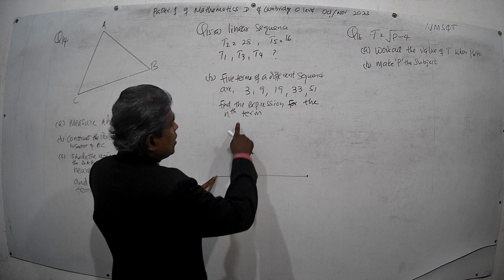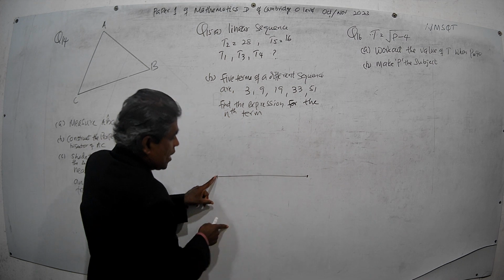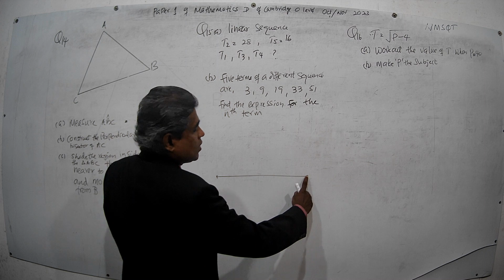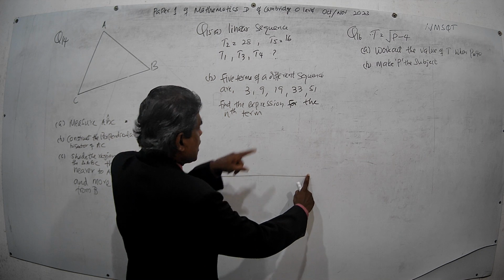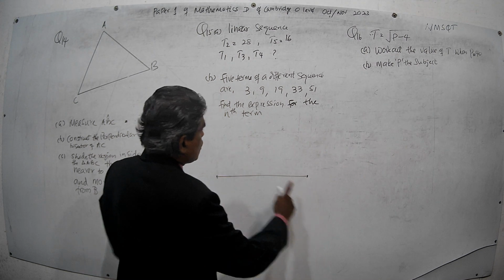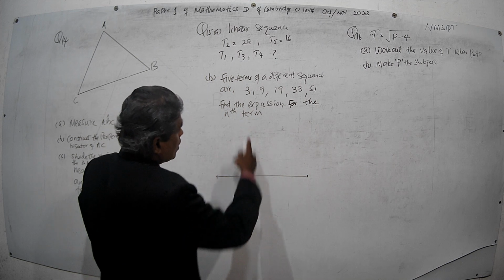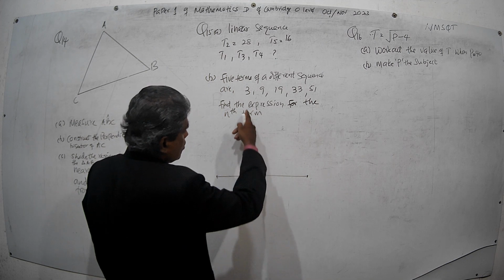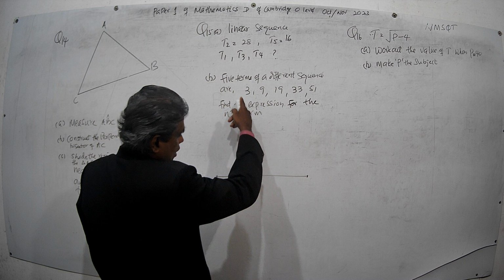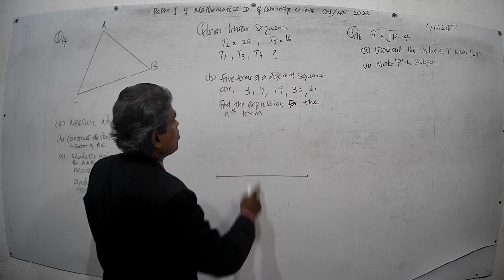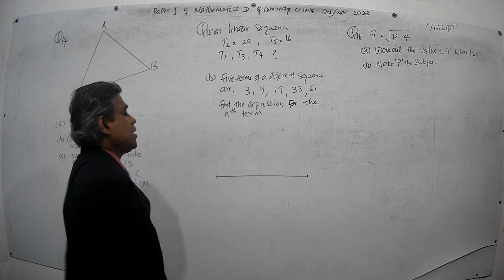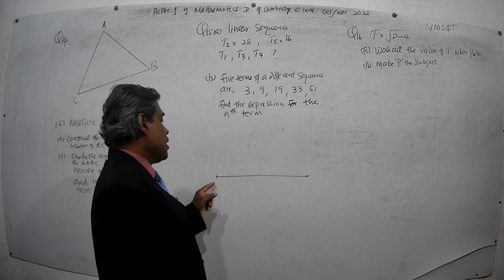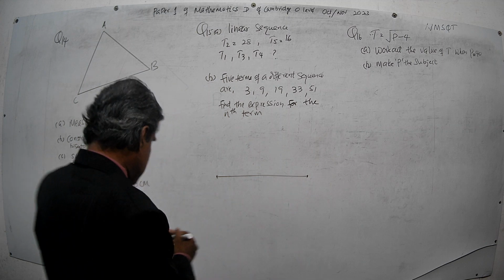Keep the metal point here. Cut here and cut here. Then keep the metal point at the other end with the same radius and cut on the previous two arcs. Then you get two crossings of arcs, and then you join those crossing points of the two arcs, and that line will be the perpendicular bisector of this line. So it is the same thing.